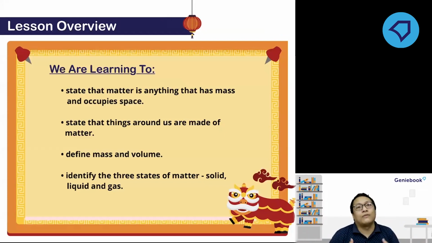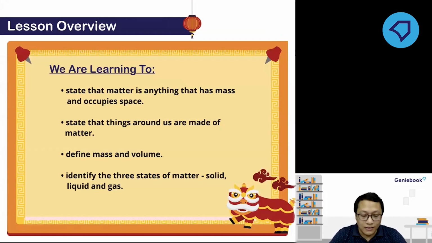After that, I want you to understand the definition of mass and volume, how they are different, and how to understand them. And the last one is the three states of matter. Matter has three different states: gas, solid, and liquid. So this is our goal today.